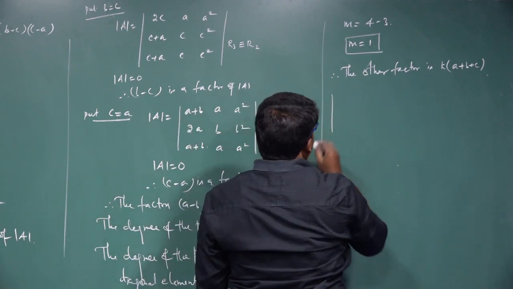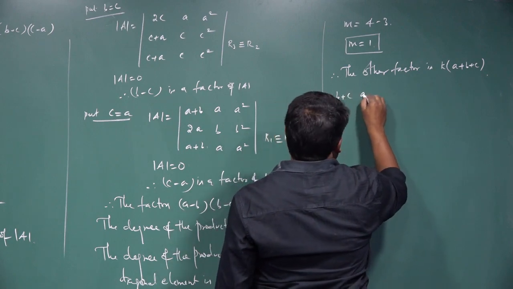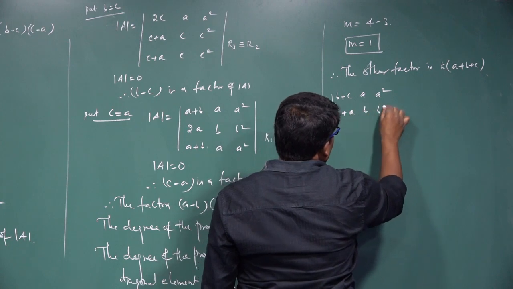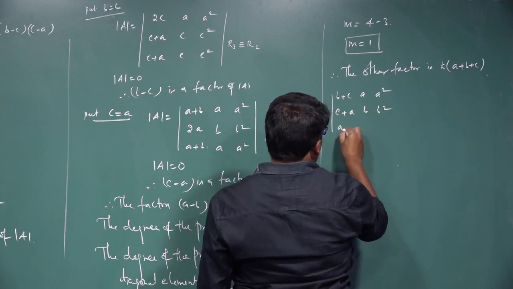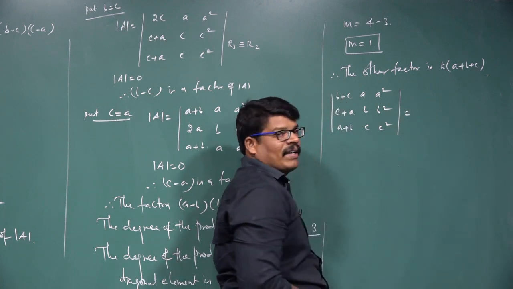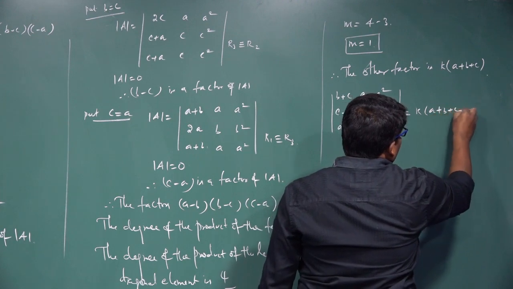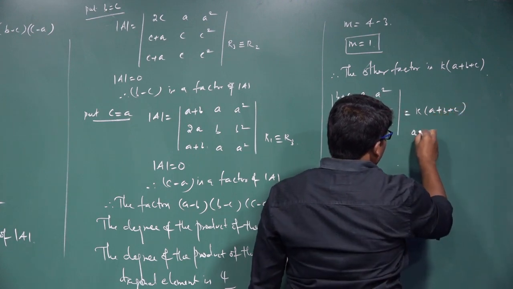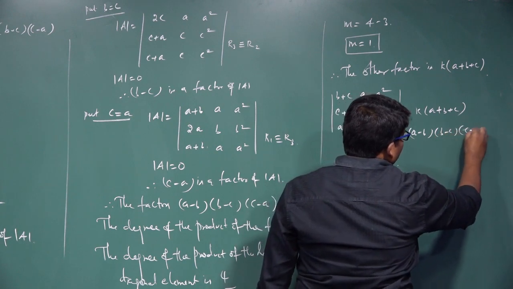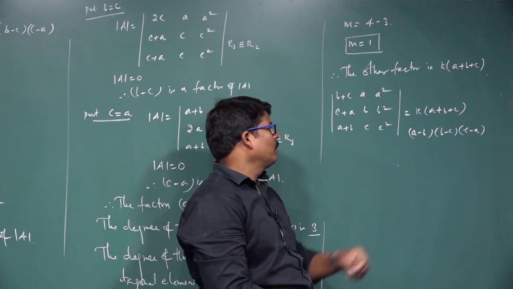Given the determinant b plus c, a square; next one, c plus a, b square; and third row, a plus b, c square equals, getting the factors, k into a plus b plus c into a minus b, minus c into c minus a. That is the factors. Now find the value of k.